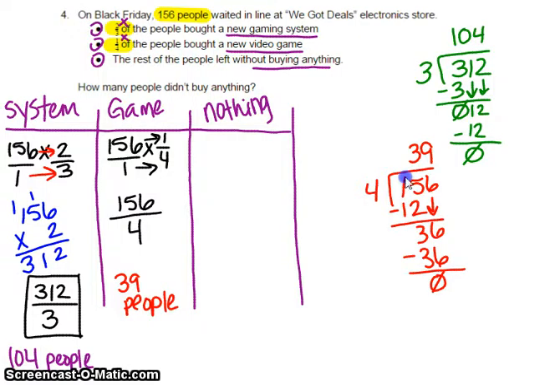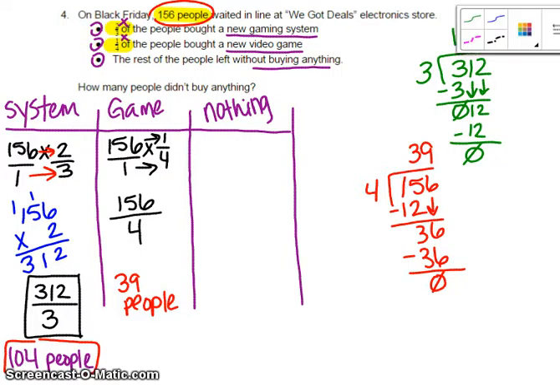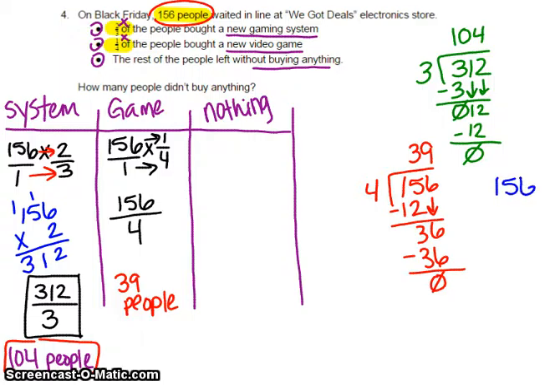Okay, well, if I had a total of 156, that's how much I started off with. Out of that 156, I know that 104 people are going to be buying a new game system. So what I need to do is subtract those two first. So let's do that off to the side. So I'm going to take 156. That's how much I started off with. And I'm going to already subtract those people who bought that game system.